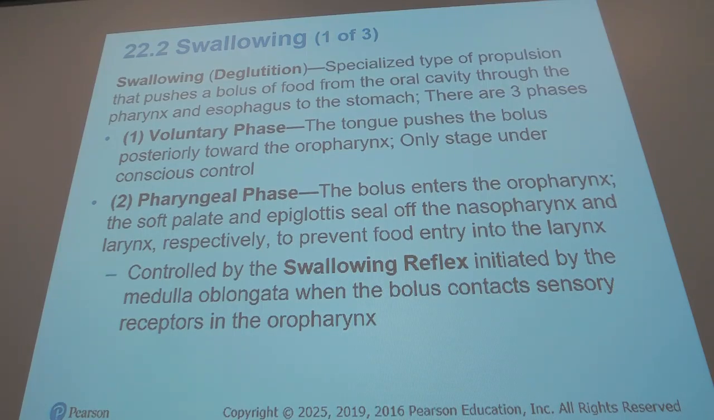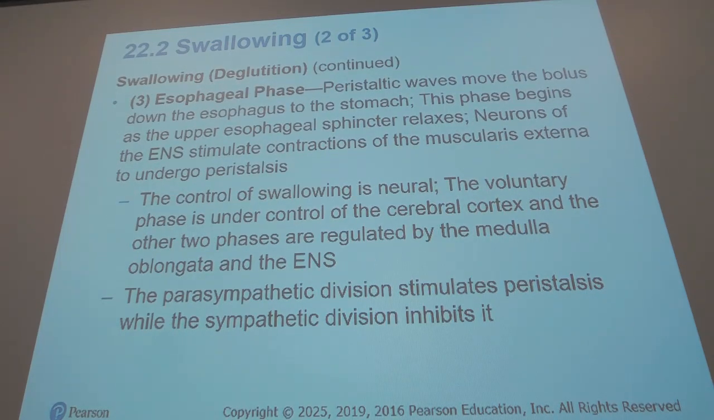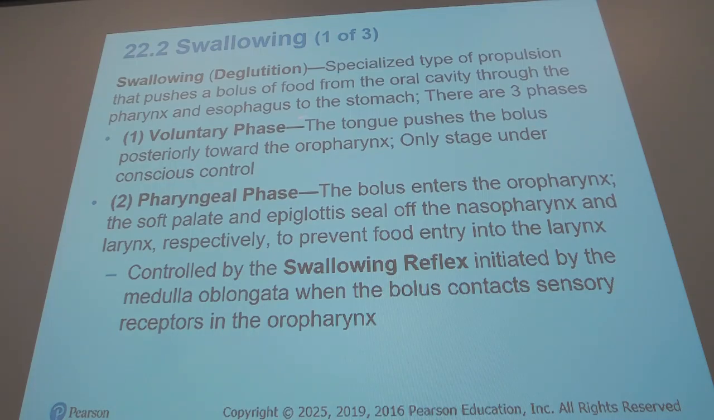So, the process of deglutition, or swallowing. We have this division of 3 phases: voluntary phase, pharyngeal phase, and then the esophageal phase. So in the voluntary phase, your food goes into the oropharynx by pushing the bolus against the soft palate, and then you will dilate your superior constrictor, your pharynx, and then you will pass the food into the pharynx, initiating the pharyngeal phase.